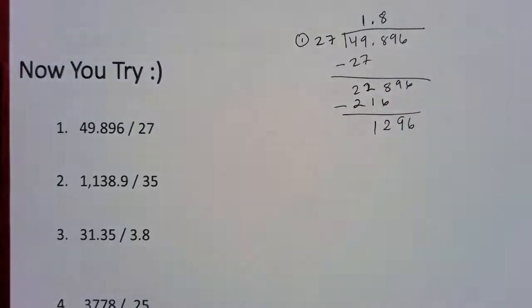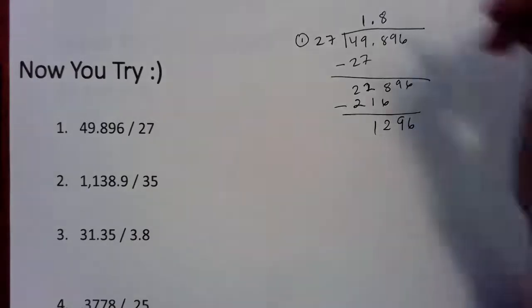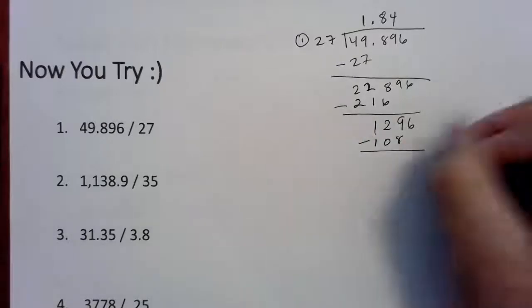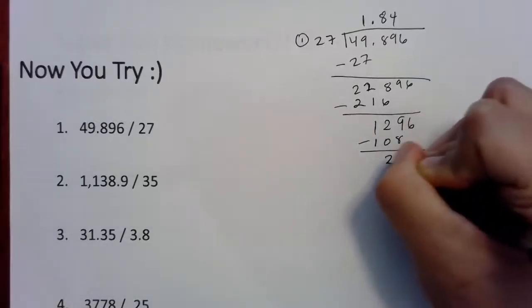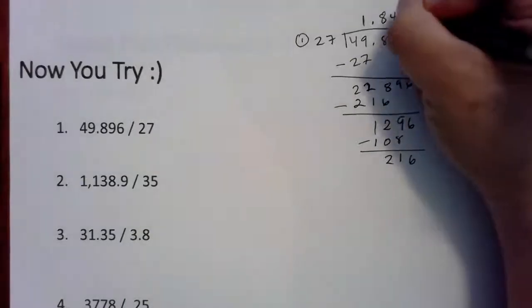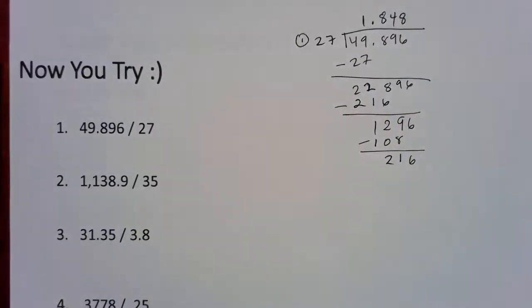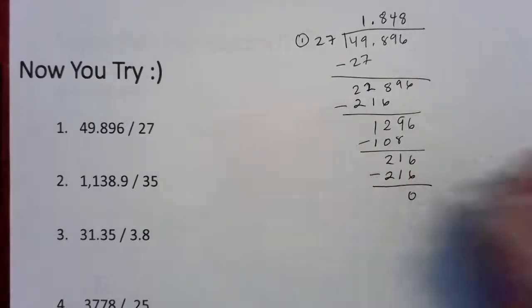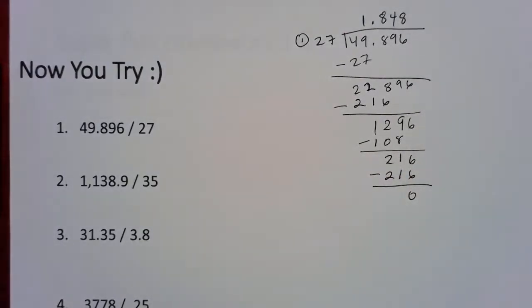Okay, 27 goes into 129 about how many times? Let's say 4 times. So 4 times 27 is 108. Okay, and bring down the 6, 216. So that's actually 8 times, and that gives you 0. So you can also check this on your calculator. 49.896 divided by 27, that's going to be 1.848.